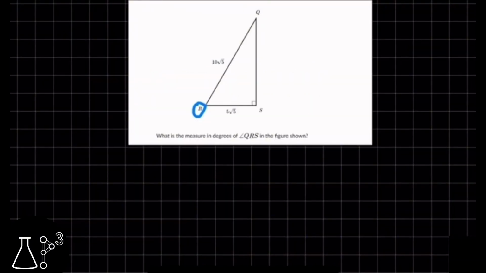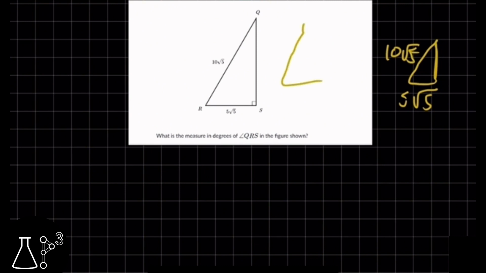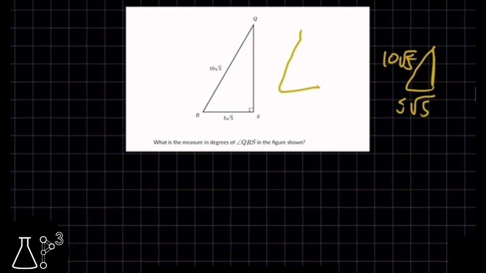Okay, let's do a triangle question now. Again, the question asks the following. What is the measure in degrees of angle QRS? So what do we know? We have a right triangle, obviously, with a side of 5 with the square root of 5 inside, and then 10 with the square root of 5 in it. And we know QRS basically means whatever the angle is, which is like this, will be R. So over here. And they're asking us the angle of it.